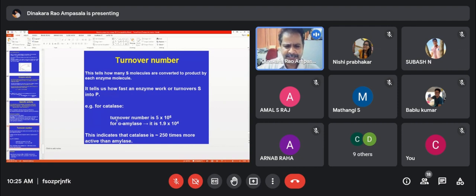For example, for catalase the turnover number is 5 x 10^6, whereas alpha amylase is 1.9 x 10^4. This indicates catalase is about 250 times more active than amylase. So catalase is more active when compared with amylase, even if you take the same concentration of protein or the same amount of enzyme.